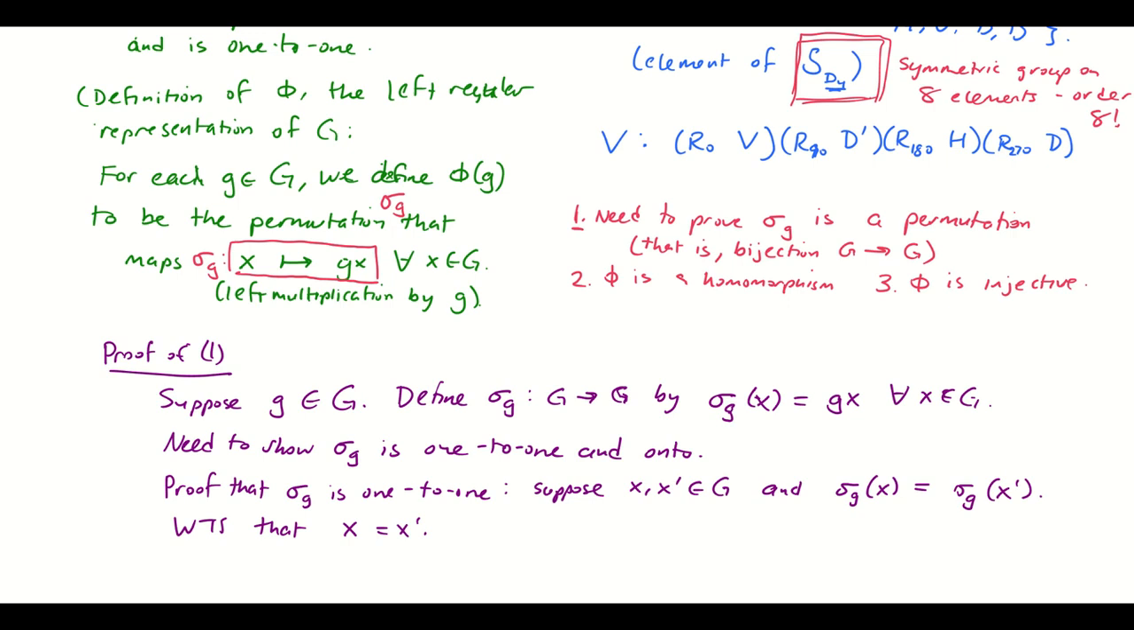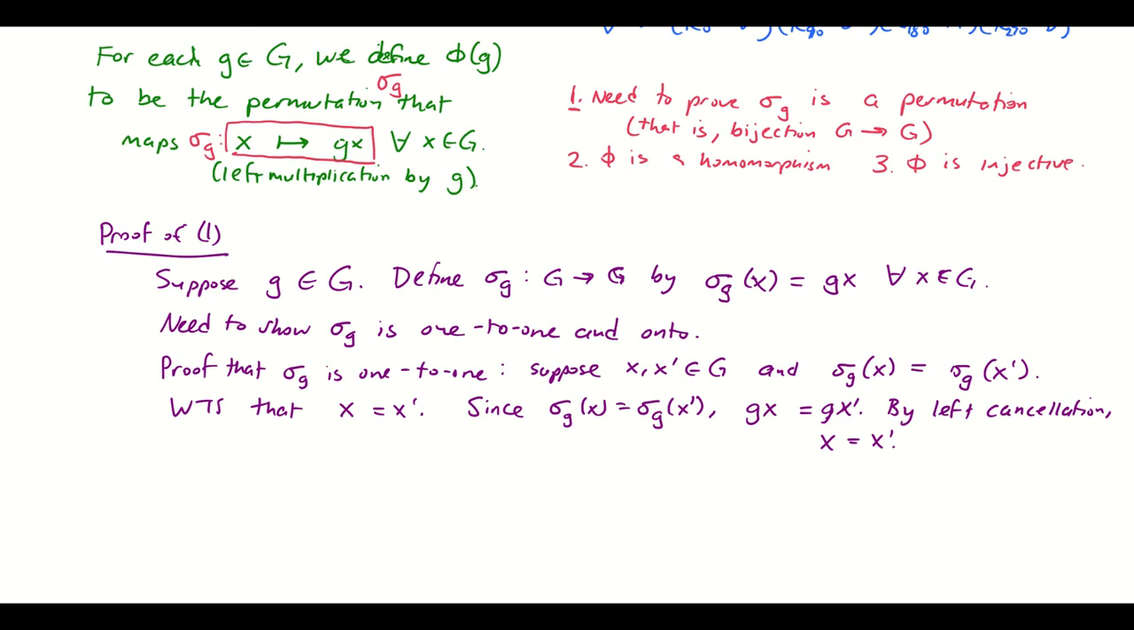All right, well, if I've supposed that sigma g of x is equal to sigma g of x prime, that means that gx is equal to gx prime, because applying sigma g just means multiply everything on the left by g. And then by left cancellation, it's kind of rewarding how nice and easy this is now that we have cancellation laws. By left cancellation, x is equal to x prime. All right. So that means that sigma g is 1-to-1. Yay.